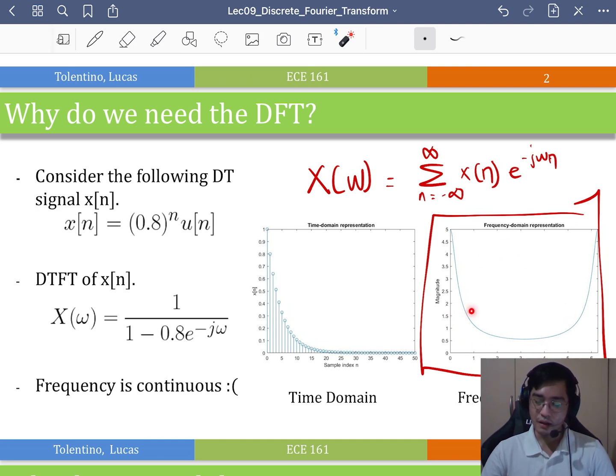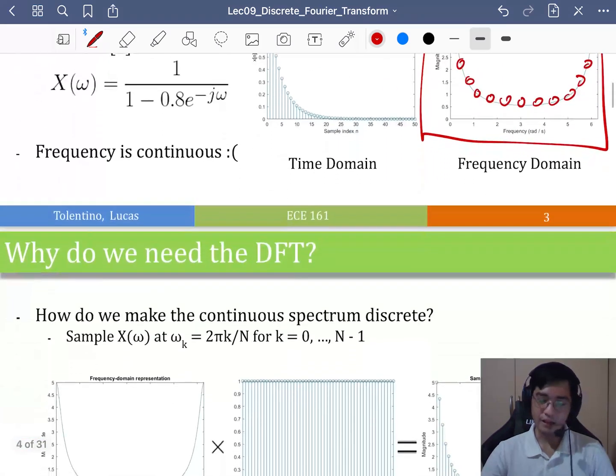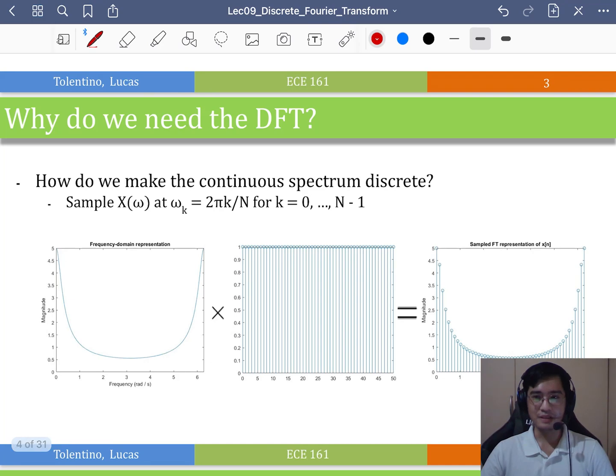Is it possible to somehow represent this kind of function in the digital domain? So the most obvious or simple way to do that is to discretize the frequency domain. Is it possible that instead of getting this whole spectrum, we sample? Okay, so we sample only specific points in this frequency domain representation. So when we do that, some review on sampling.